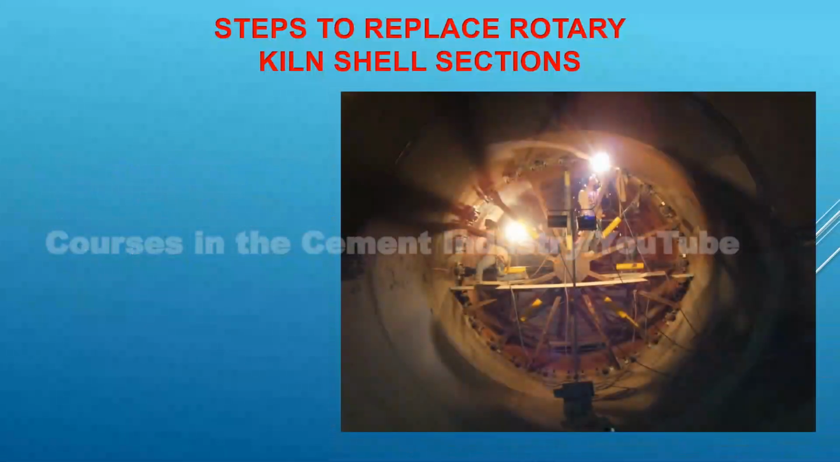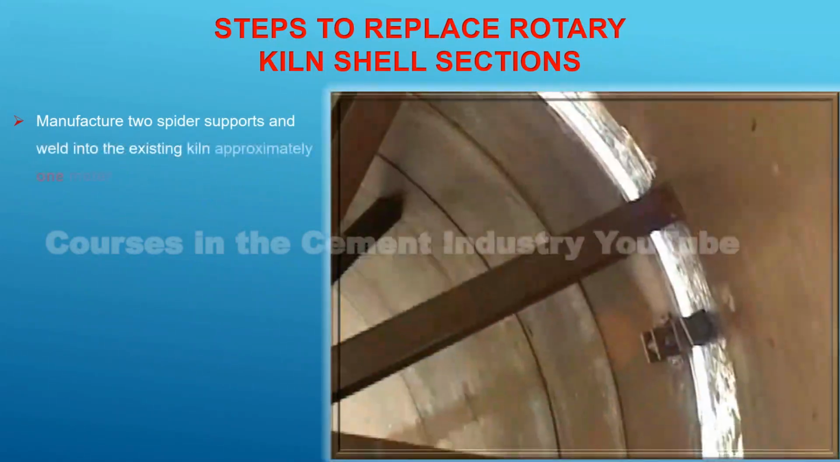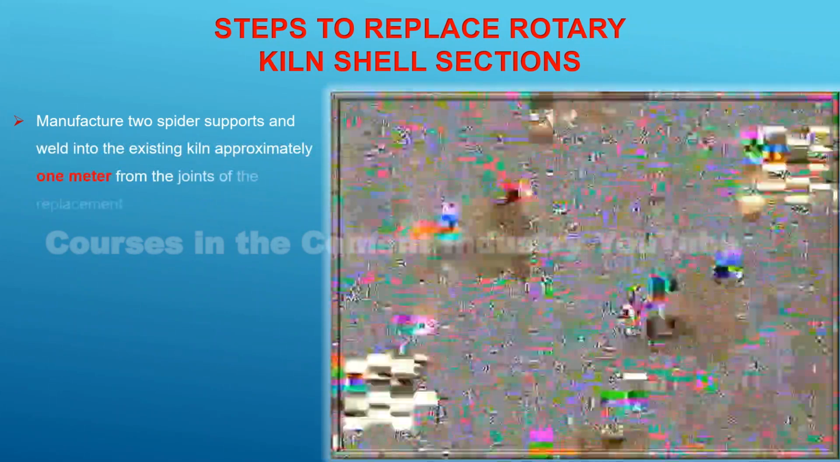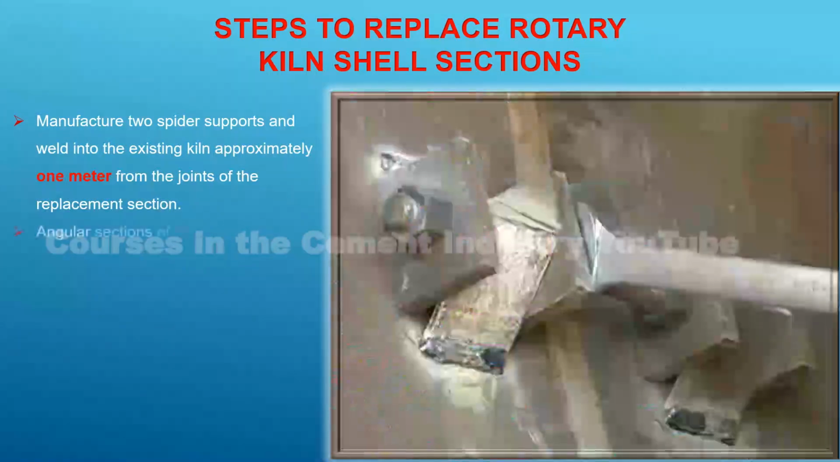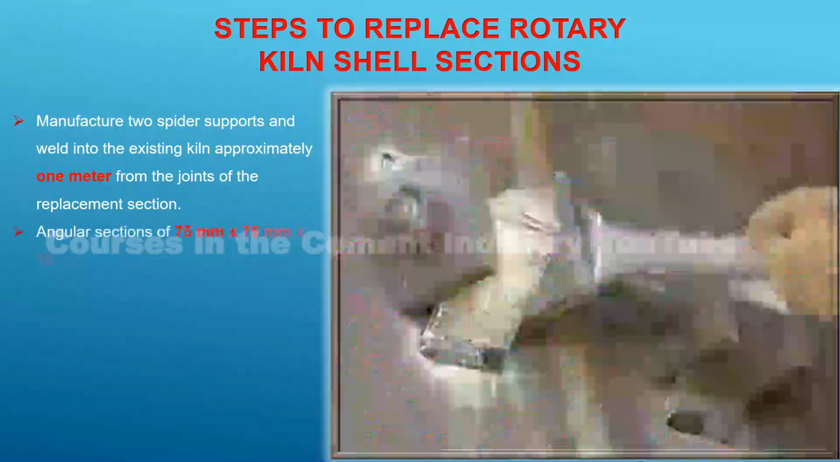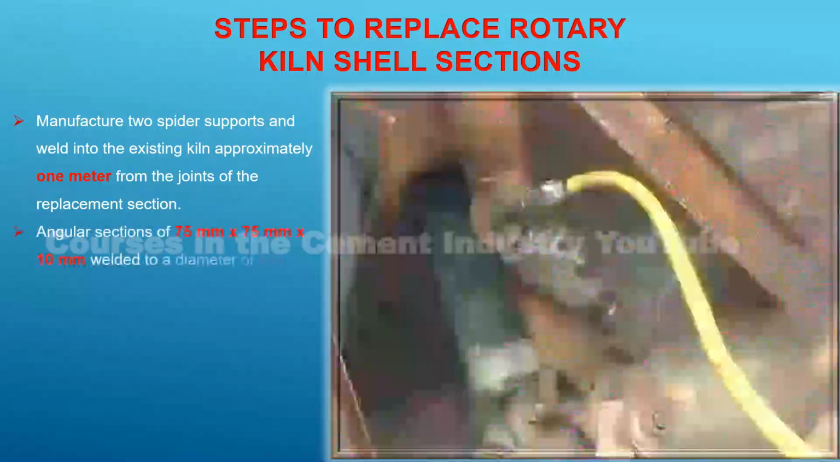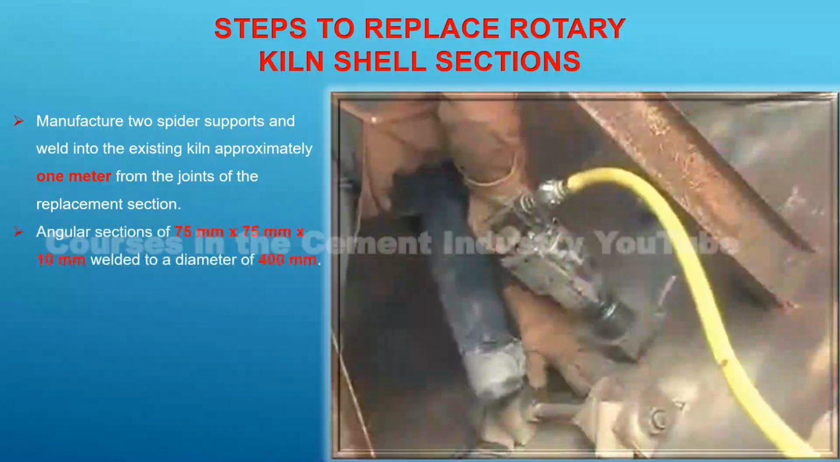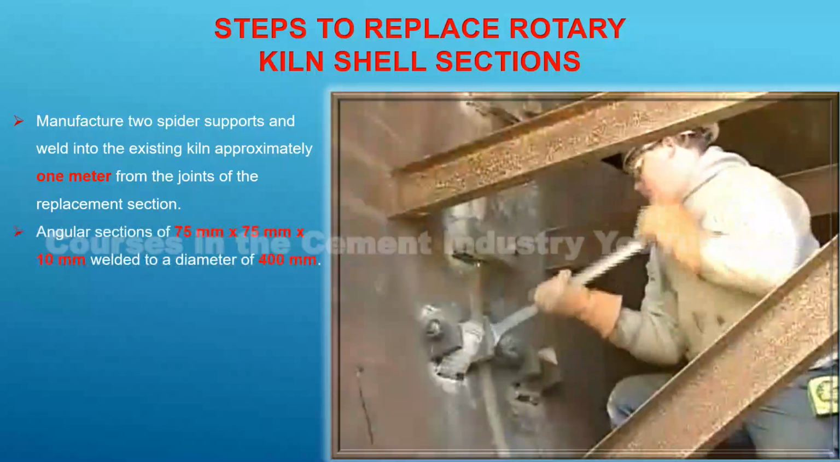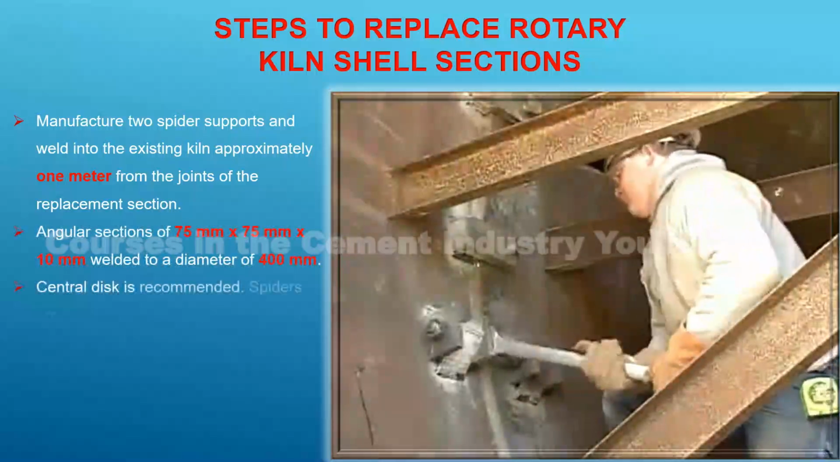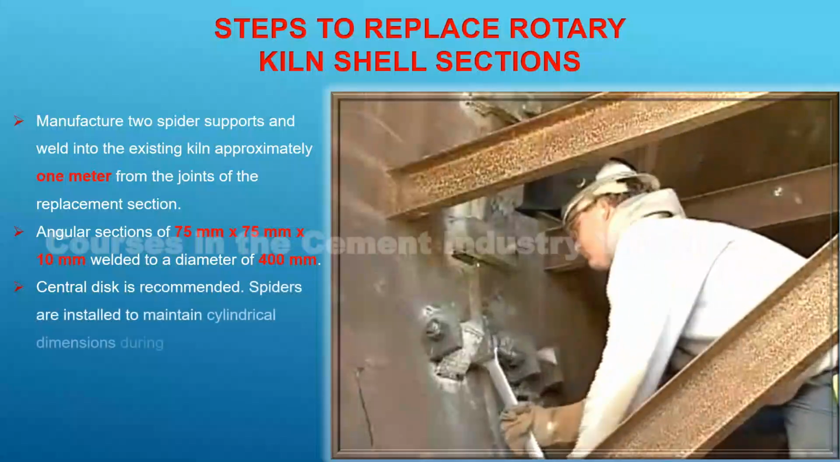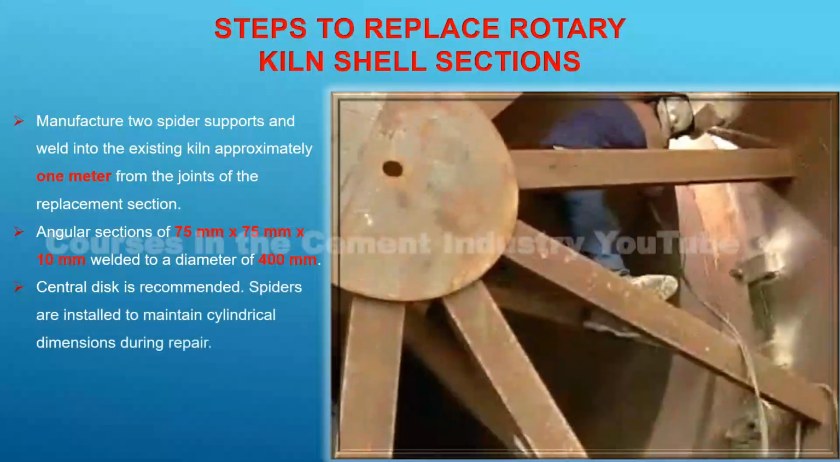Step 4. Manufacture 2 spider supports, and weld into the existing rotary kiln approximately 1 meter from the joints of the replacement section. Angular sections of 75 mm by 75 mm by 10 mm are welded to a diameter of 400 mm. A central disc is recommended. Spiders are installed to maintain cylindrical dimensions during repair.